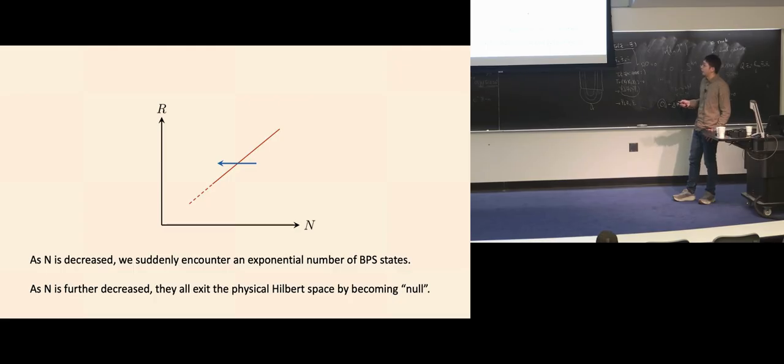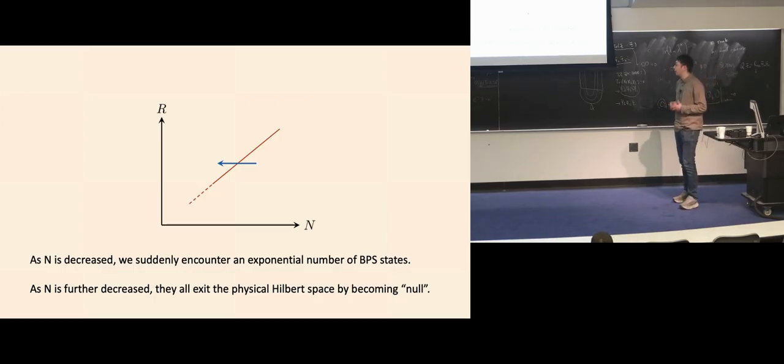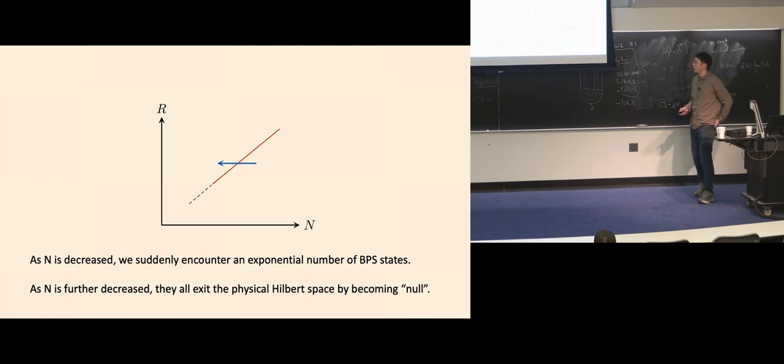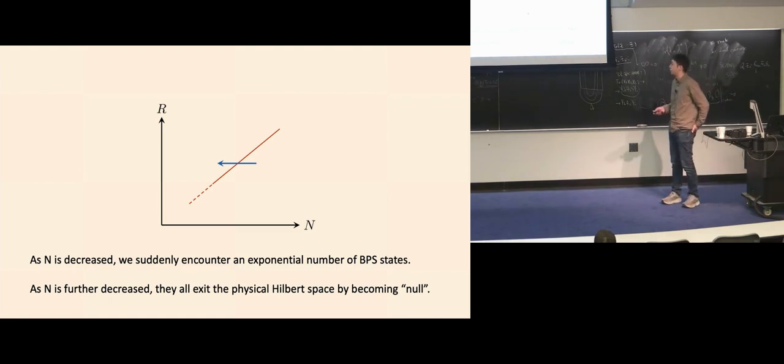But this plot also shows another feature, that as n is further decreased from the red line, these BPS states are kind of short-lived. They immediately also exit the physical Hilbert space. They disappear by, in some sense, becoming null. So in the n equals 4 super Yang-Mills discussion, it means that they will become trace relations themselves.